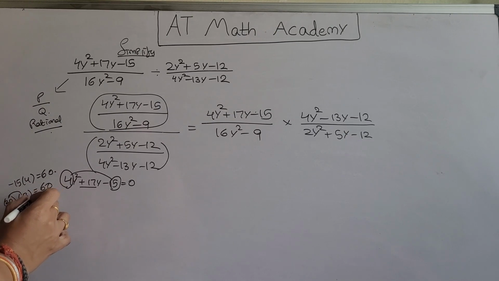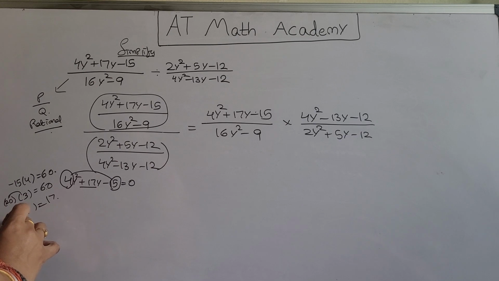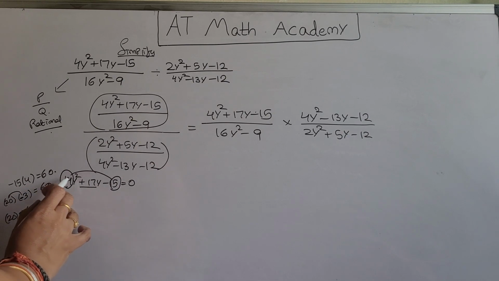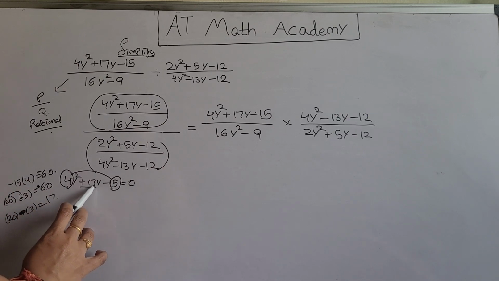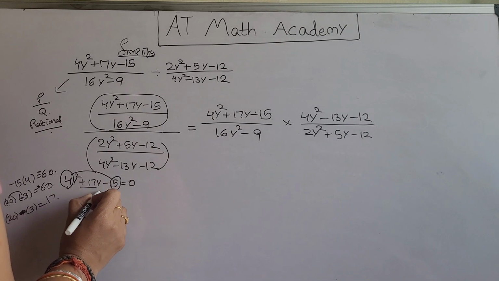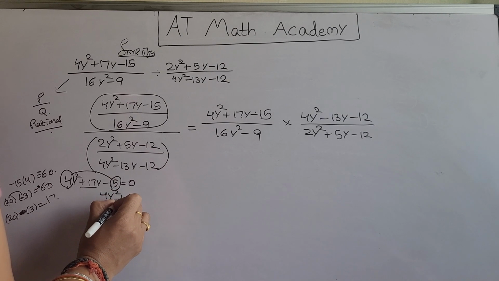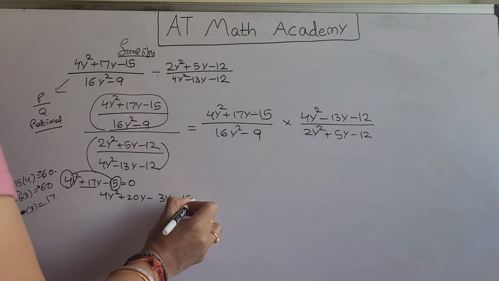So 20 times 3 is 60, and for 17 we can take 20 and minus 3, because I need to get minus 15 times 4, which is minus 60. For getting minus 60, one of these two numbers should be negative, and for getting 17, I am taking the positive value for 20. So I am rewriting this expression as 4y square plus 20y minus 3y minus 15 equal to 0.